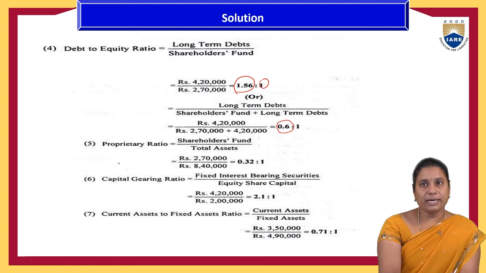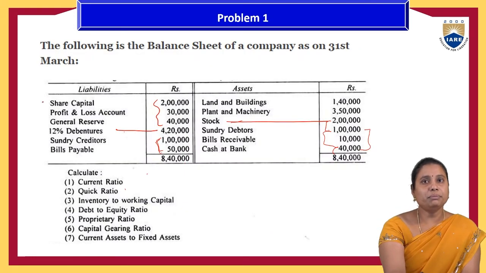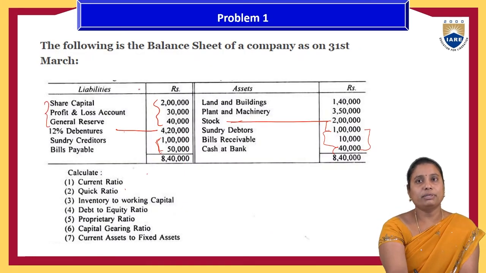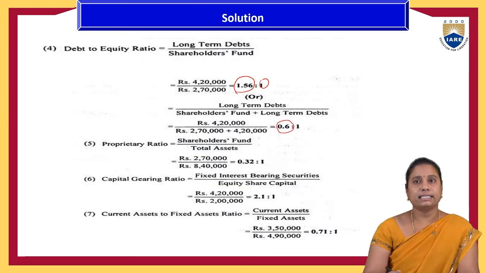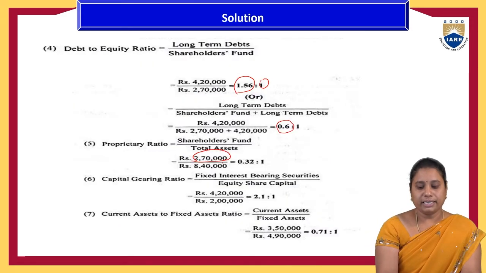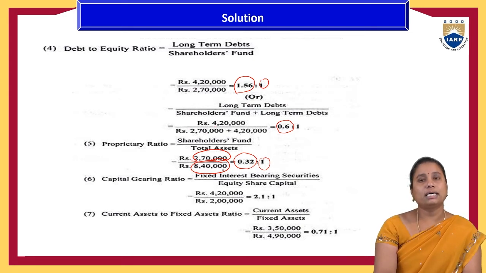And the fifth one, proprietary ratio. We have to calculate the shareholders' funds out of the total assets. Proprietor means the owners. The ownership capital, that is the equity capital, is 2 lakh 70,000, and the total assets value is 8 lakhs 40,000, and that is calculated here, 2 lakh 70,000 divided by 8 lakhs 40,000, that is 0.32:1. So which means out of the total assets only 30% of the assets belongs to the proprietors, and the rest belongs to the debt holders. So that is the one.